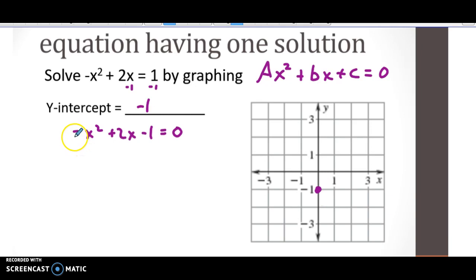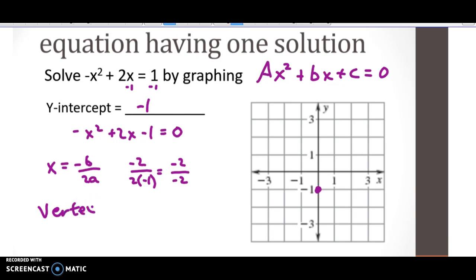I'm also noticing I have a negative a value, so this parabola is going to open down. And let's go ahead and find the x-coordinate of my vertex. So remember, I'm going to do -b over 2a. So -b would be -2. My a is -1, so I'm going to put 2 times -1. So I really end up with -2 over -2, which equals 1. So the x-coordinate of my vertex is 1.